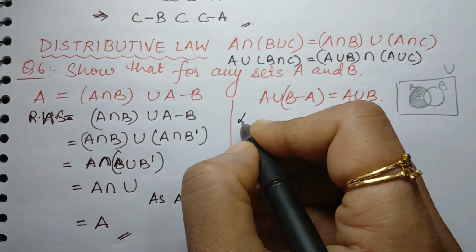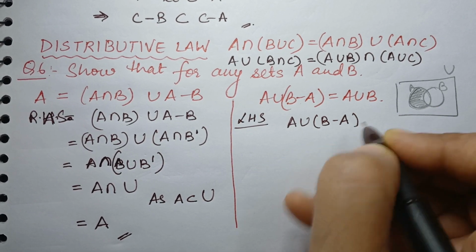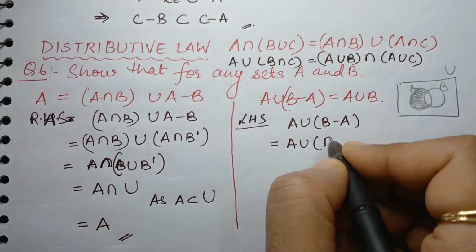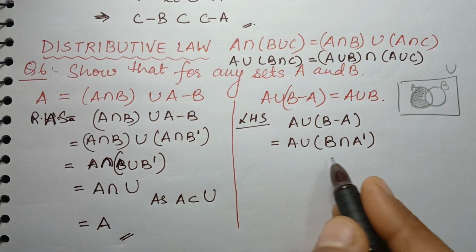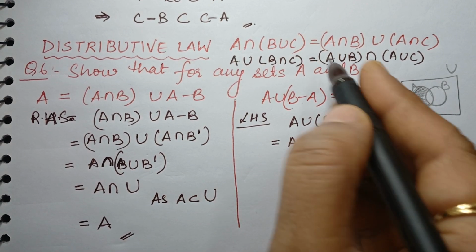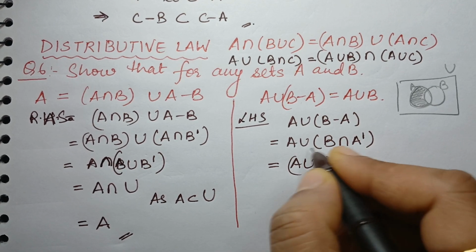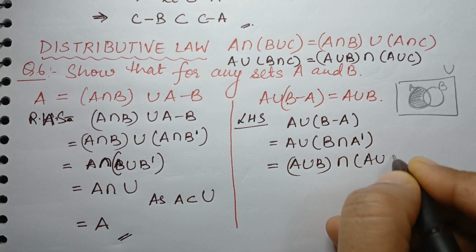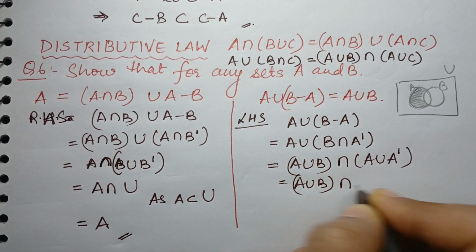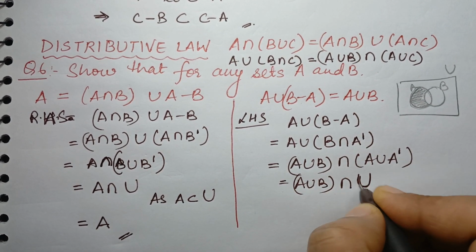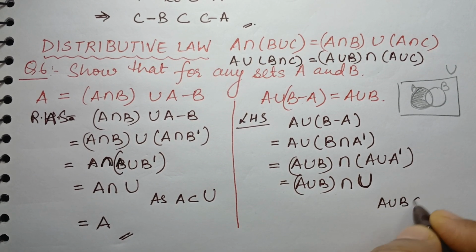Similarly, we will do this. We will consider the left hand side. What is the left hand side? A union B minus A. Again, B minus A can be written as B intersection A complement. Now, here I will apply the distributive law: A union B intersection A union A complement. Again, A union A complement is the universal set.